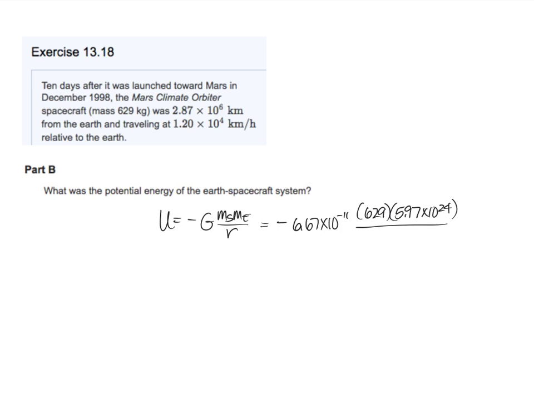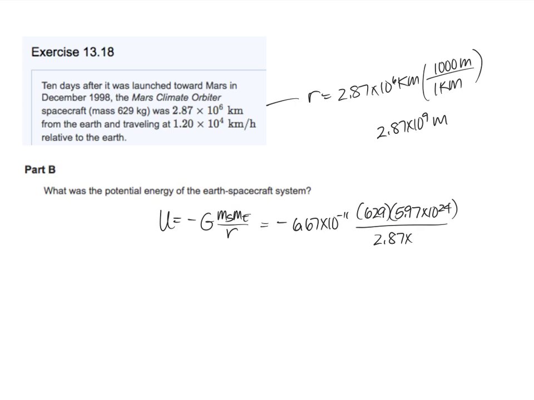And our distance, this is another one we have to be careful of. Here, R was given as 2.87 times 10 to the 6 kilometers. So we know that 1 kilometer is 1,000 meters. It means that we're just going to multiply by a factor of 10 to the third, so it's 2.87 times 10 to the 9 meters. And that's what we'll use here. And then if we multiply that out, we get the potential energy is minus 8.7 times 10 to the 7 joules.